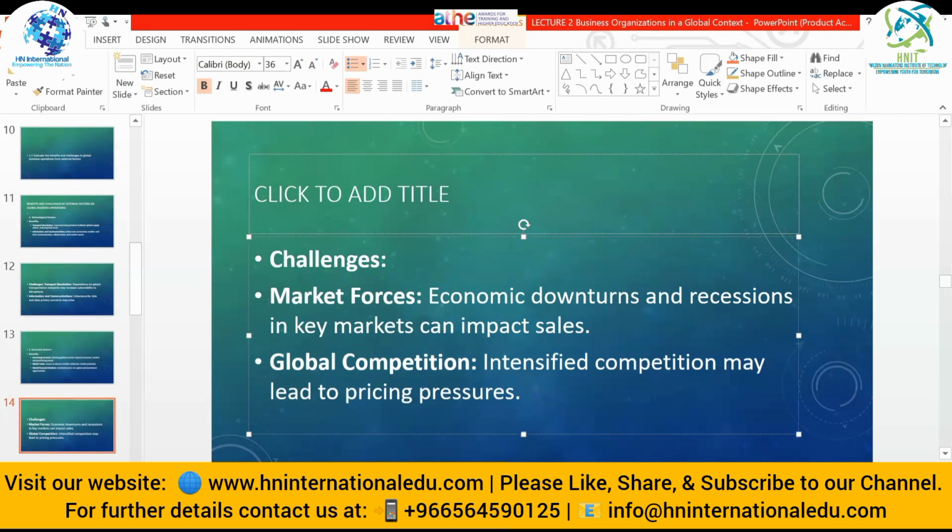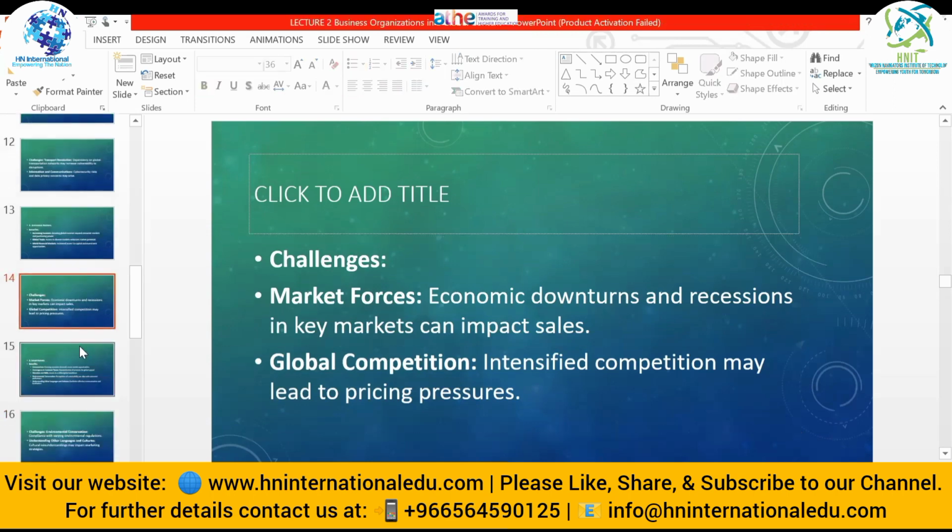When the global competition intensifies, competition may lead to pricing pressure. When we are going to have a very intense kind of competition in a specific industry, then we are going to have competition in the markets. Maybe if organization A reduces the price for an XYZ product, then it is liable for organization B to reduce the prices. They cannot increase the prices because the customers always prefer lower prices.